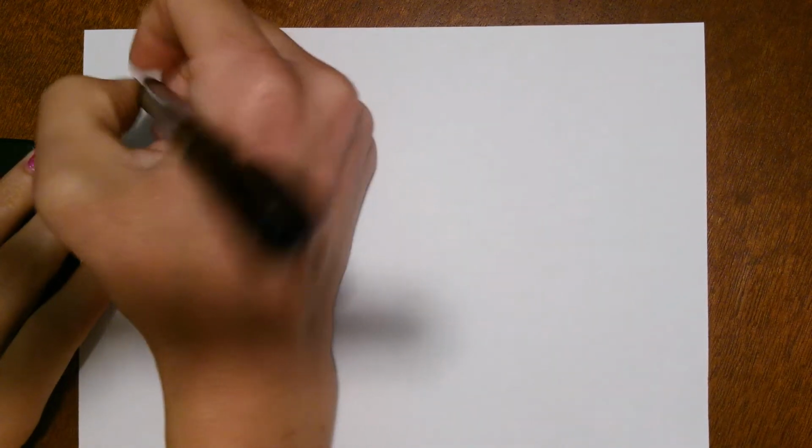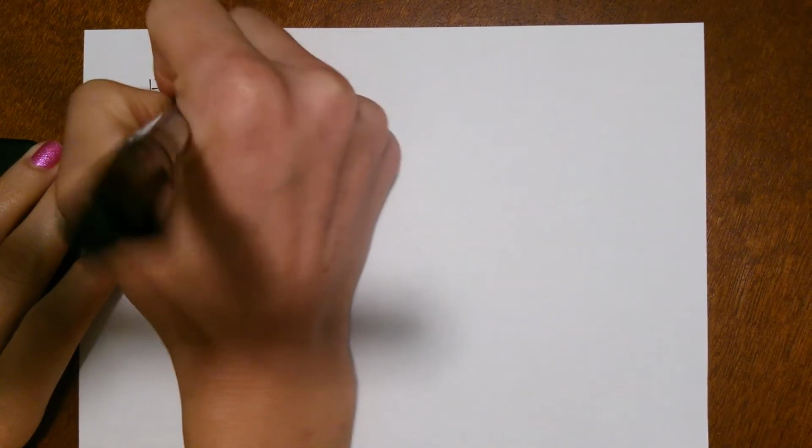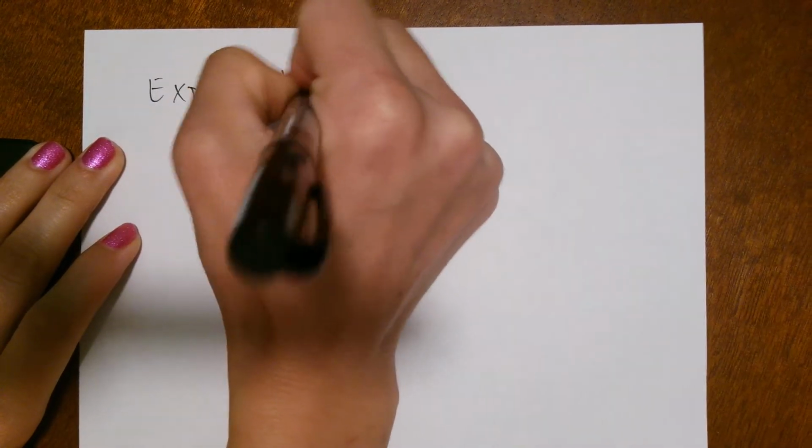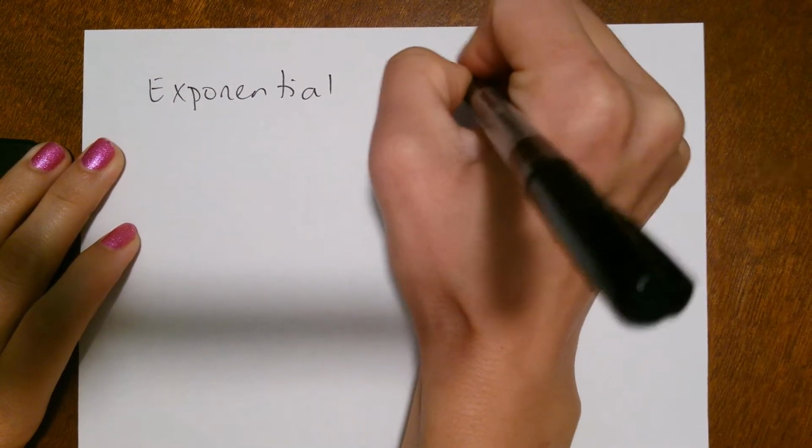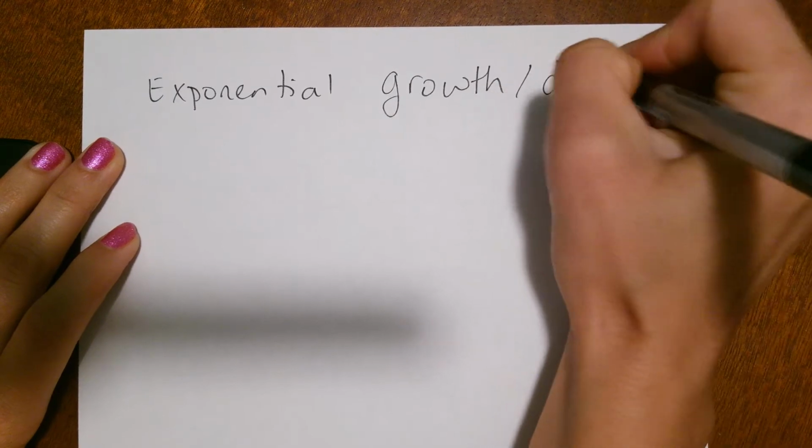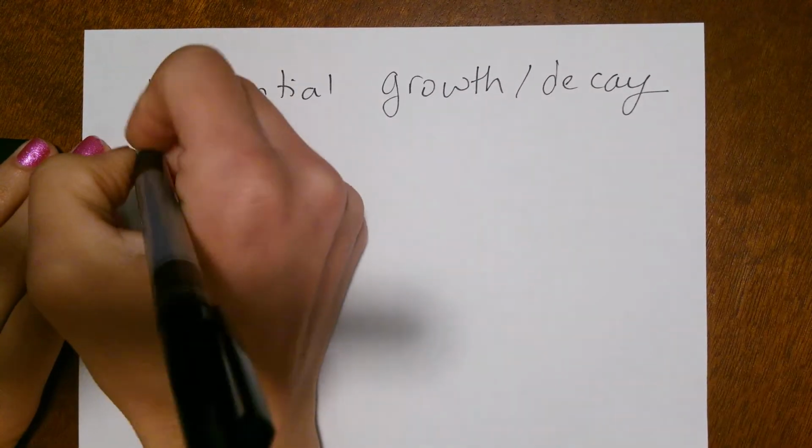So looking at exponential growth and decay. There's regular exponential growth and decay, and then there's continuous exponential growth and decay. We'll look at both of them separately. So let's just start with regular exponential growth and decay.